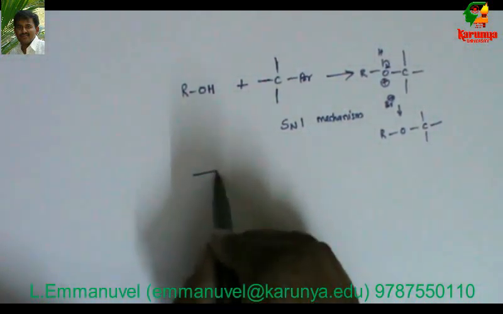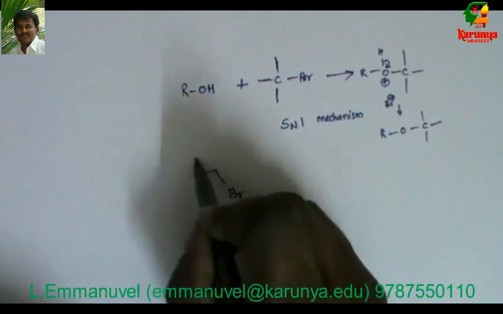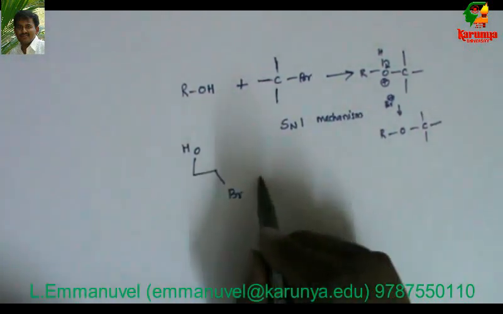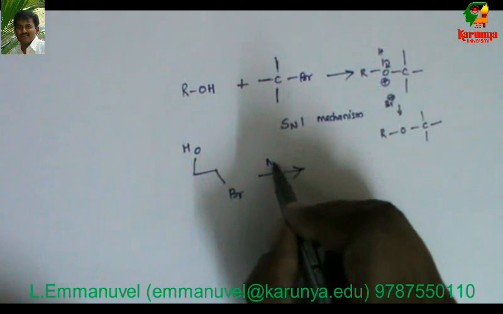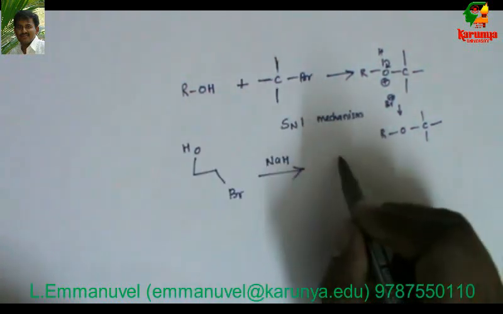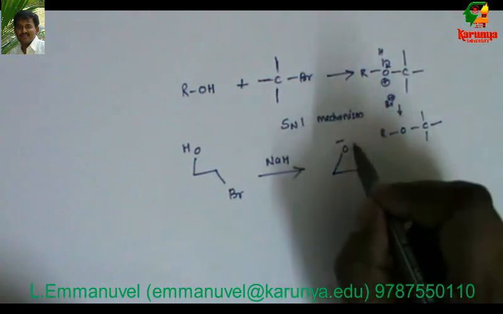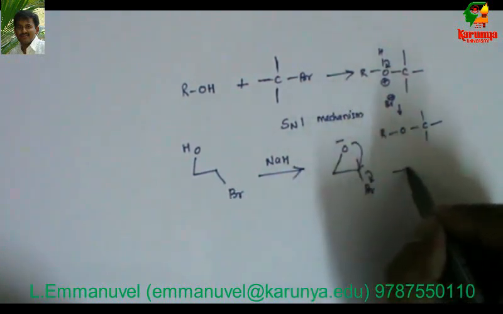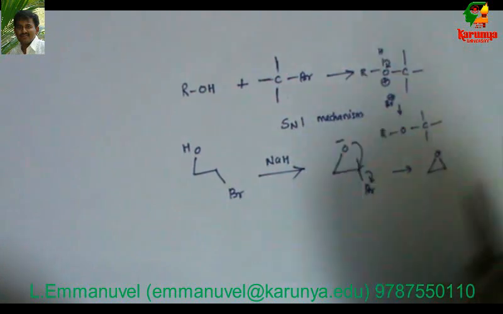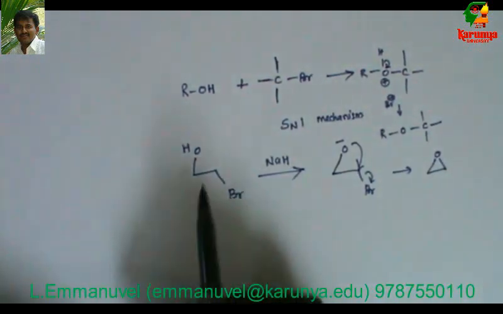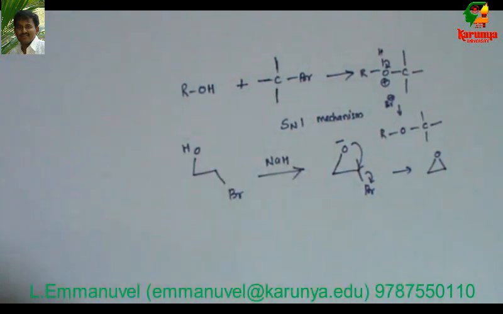Like the earlier case, if it is like this, and then if you add base to this, what we get is O minus, that will attack to give an epoxide. So an epoxide also can be formed through this, not only cyclopropane or cyclobutane.